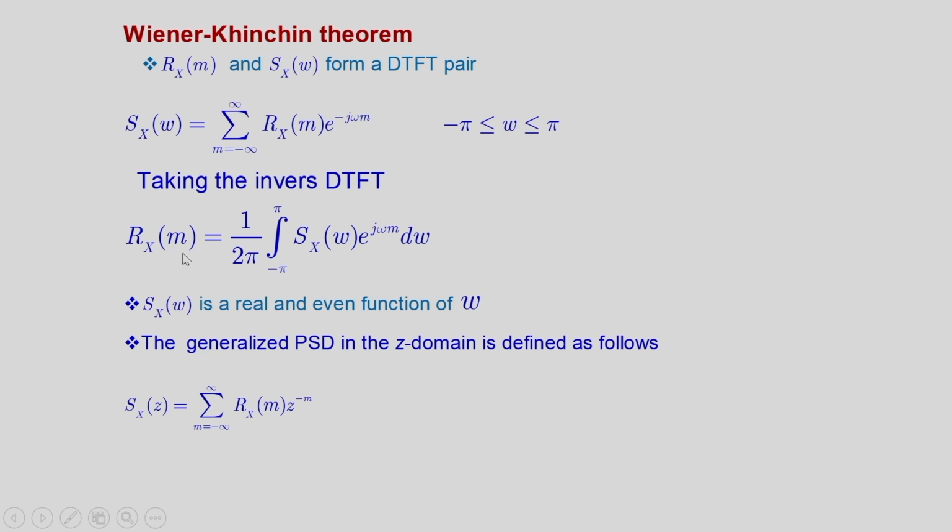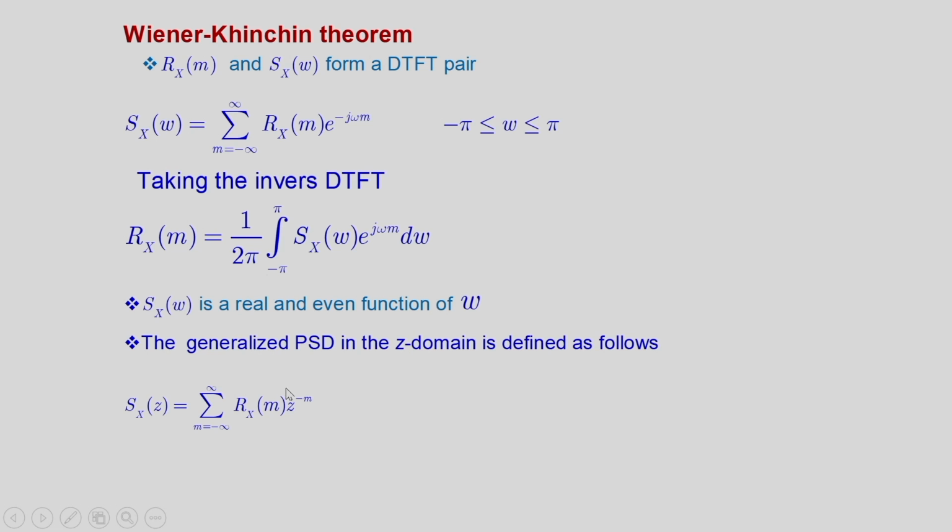So, with this argument, Sx(omega) is a real and even function of omega. Now, it is helpful in signal processing if we have the generalized power spectral density in terms of the Z transform. That is, Sx(z) is the Z transform of the autocorrelation sequence. Sx(z) is the summation over m from minus infinity to infinity of Rx[m] times z to the power minus m, and we can get back Rx[m] using this inversion formula.